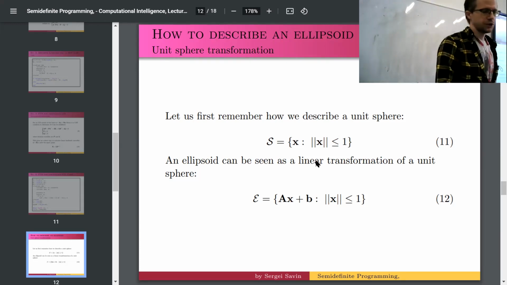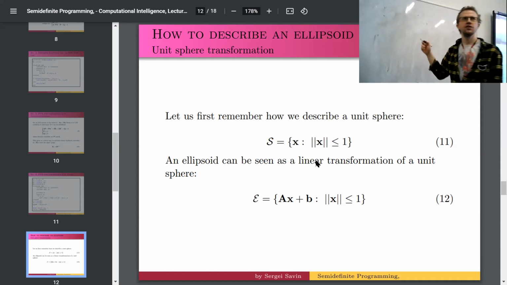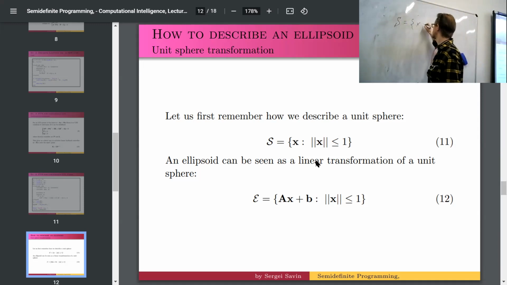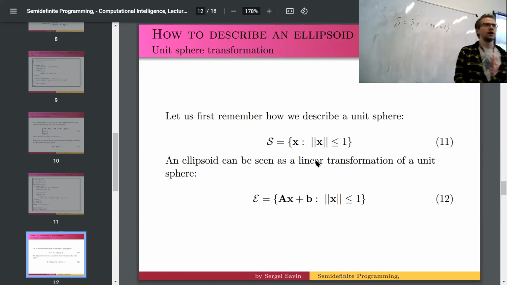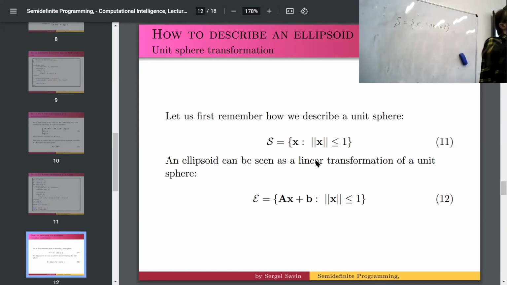All right. So let's just see how we describe a sphere. A sphere is all points x such that the norm of x is less than or equal to r. That's a sphere. Very familiar. Or an ellipsoid is just a linear transformation of a sphere: stretching, rotation, shifting, right?